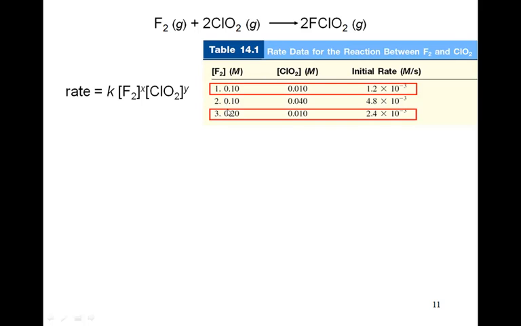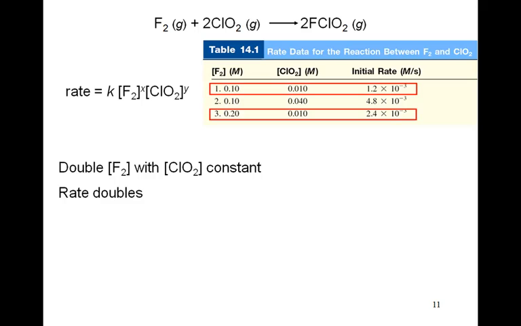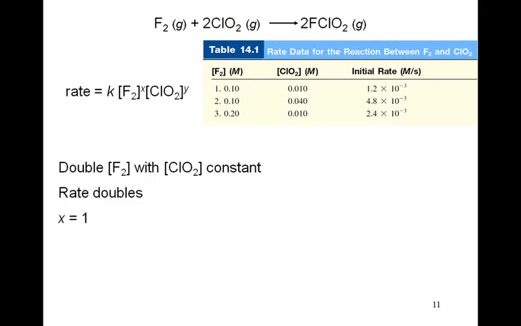So if the rate does the same thing as the concentration, then the value of x has to be equal to 1. If we double F2, with ClO2 being constant, the rate doubles, and therefore the value of x has to be equal to 1, because the rate changes exactly the same way that the concentration changes. So the value of x naturally would be equal to 1.